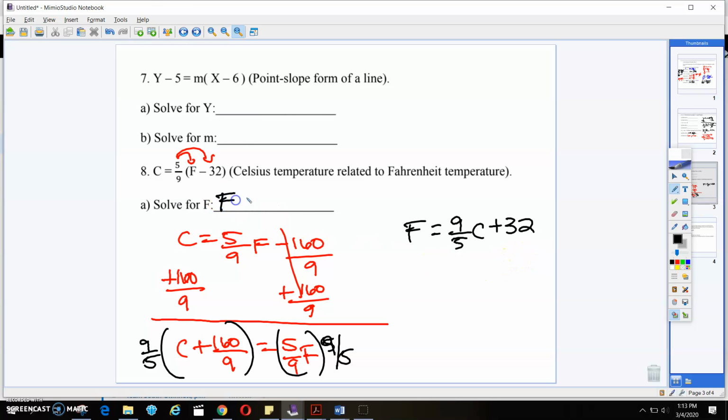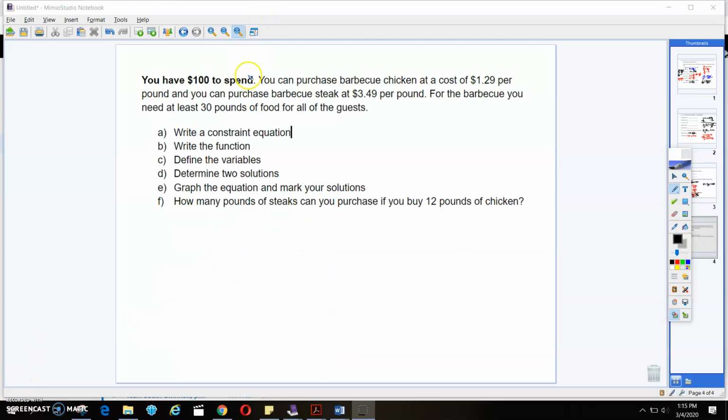So F equals 9/5 C plus 32. If you want to go into engineering or chemistry, you're going to use that a whole lot. You're going to write down the important pieces of this problem.